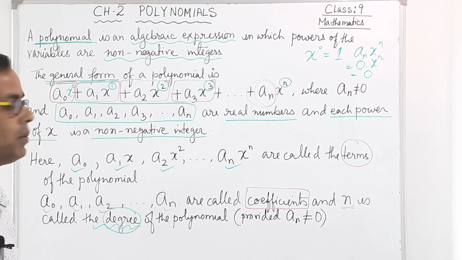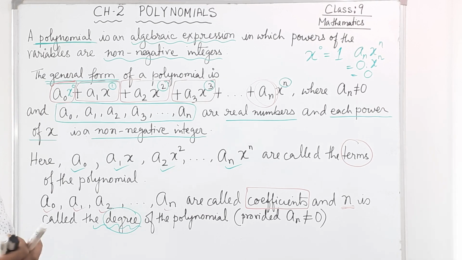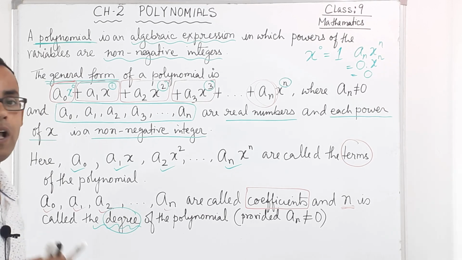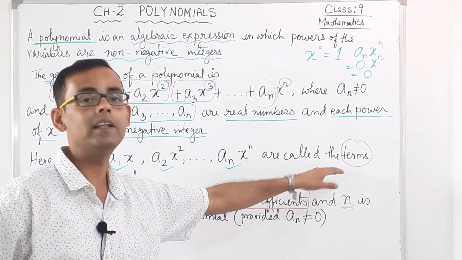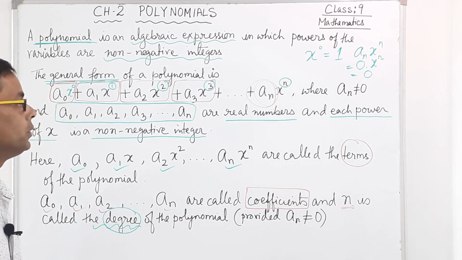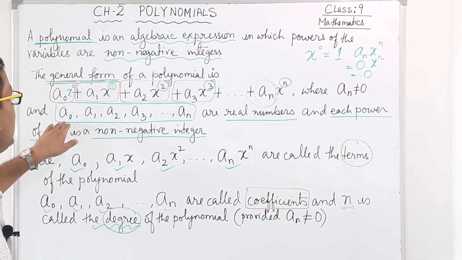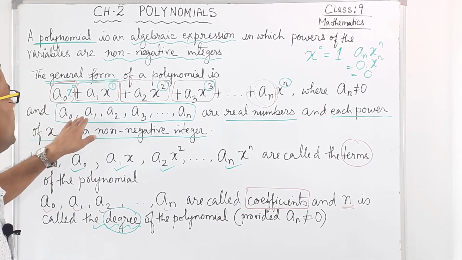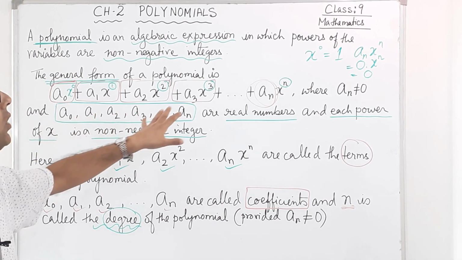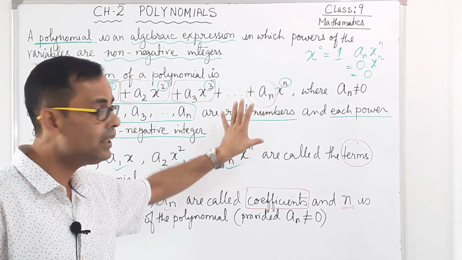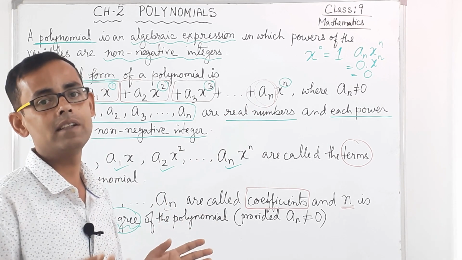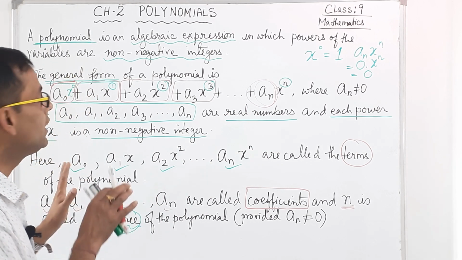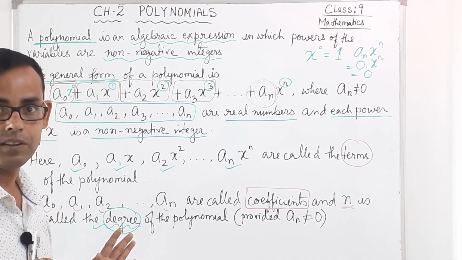Afterwards you will have some problems also. Find out the degree of the polynomial. You will have a question, find out the coefficient of the polynomial. You will have a question, find out the terms of the polynomial. Clear? And then what else did you learn? This A0, A1, A2, A3, they are called real numbers. And what are real numbers? Real numbers are both rational numbers as well as irrational numbers. I think up to this much it is clear.